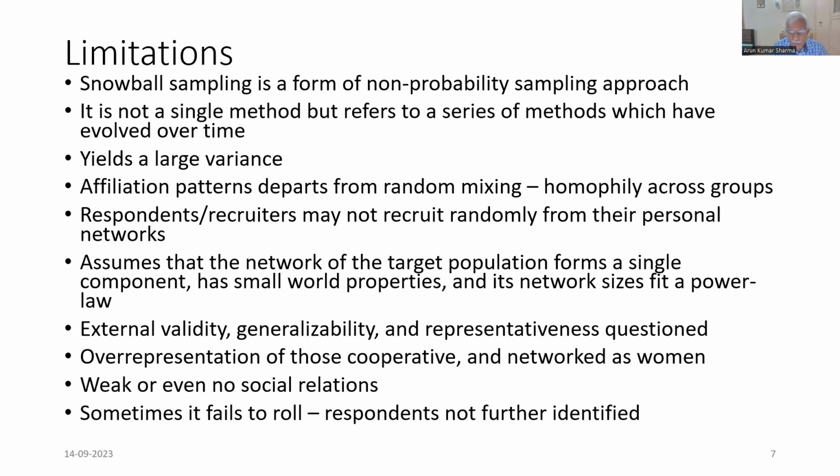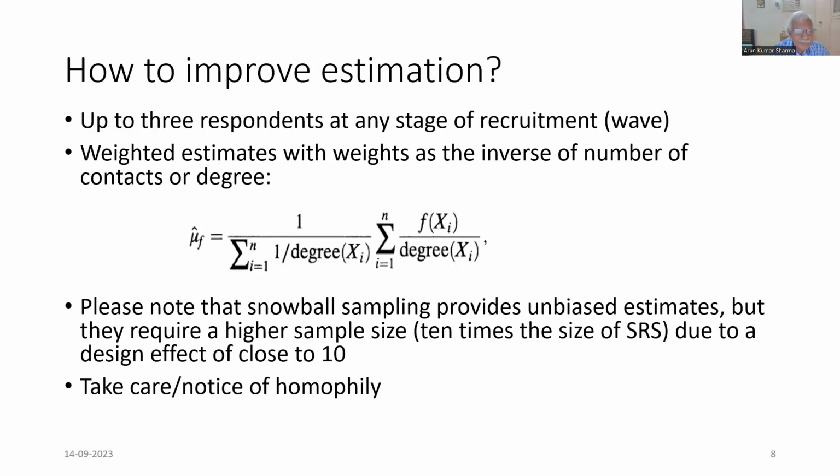Sometimes it fails to roll, which means that respondents are not further identified. You have reached wave 5, and when you ask individuals in wave 5, suggest us some more names, or who are your contacts, or who are other people who are involved in activities similar to yours, then they may refuse. So the sample does not roll at that stage. Sometimes it does not roll in the second or third wave itself, and that is also a limitation of snowball sampling.